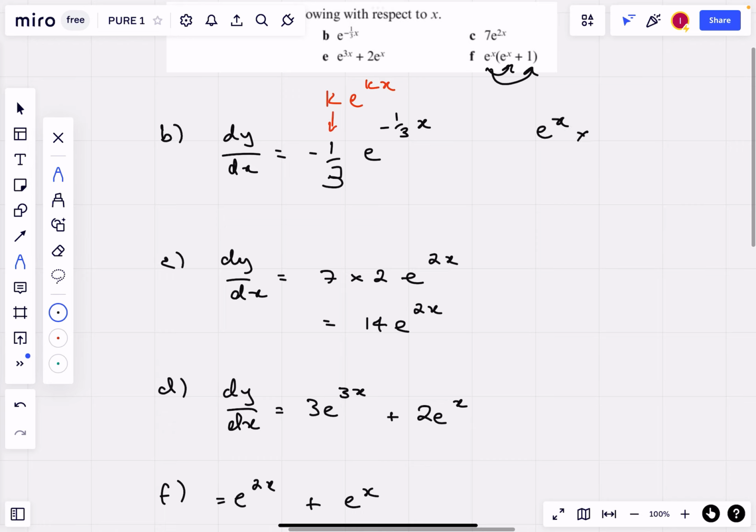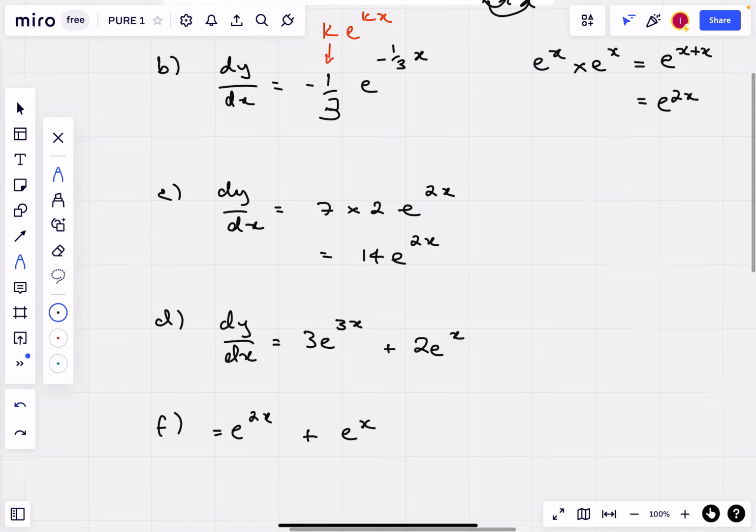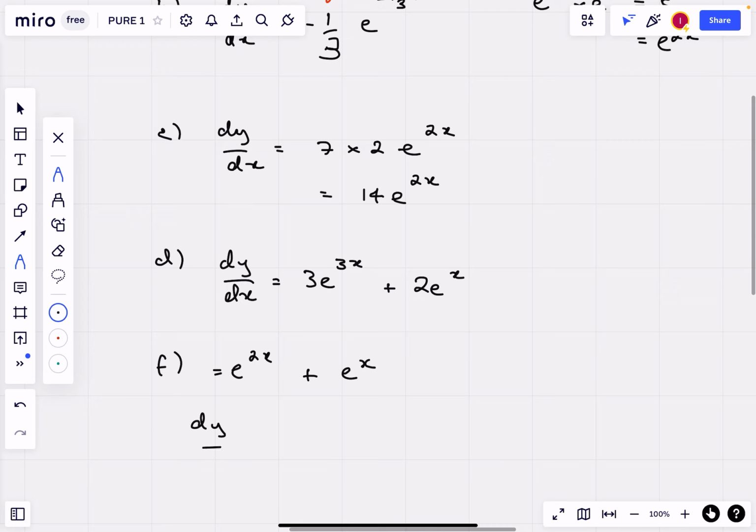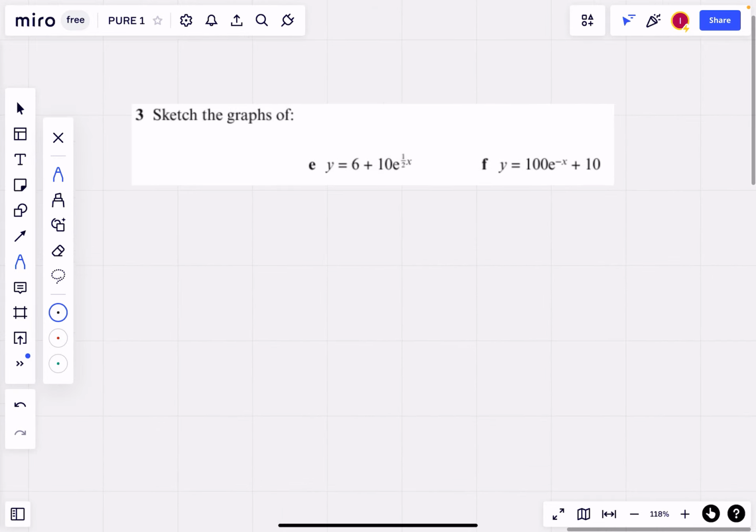e to the x times e to the x. Remember, when you multiply, you would add the powers. So you're essentially doing x plus x, which is 2x. That's how I got that e to the 2x there. Now you're ready to differentiate. 2e to the 2x plus e to the x. Cool, that's differentiating done.